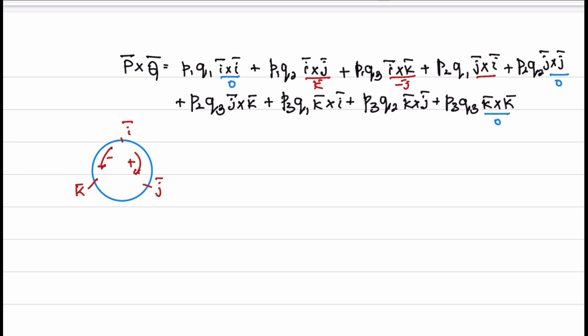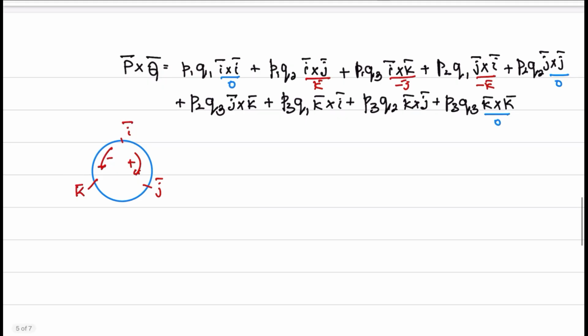J cross I, it is anti-clockwise. Hence the value is minus K. Then J cross K. J cross K is clockwise, positive. Hence its value is plus I. And K cross I. K cross I is clockwise, positive. Its value is plus J. K cross J. That means it is going in the reverse direction. K cross J. It is minus I. And it is 0.